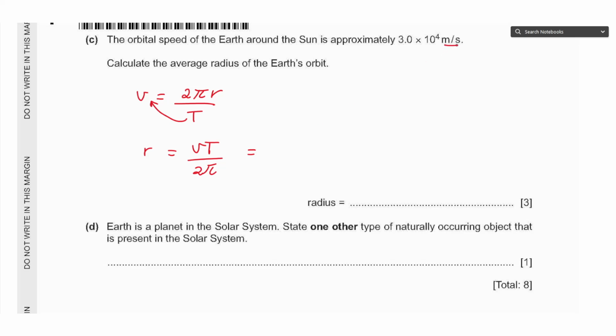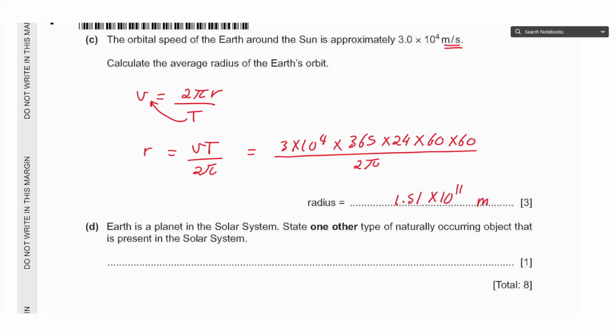And the speed here is in meters per second. We have 3 times 10 to the power of 4 multiplied by the time in seconds. So we have 365 days to complete an orbit around the Sun for Earth, multiplied by 24 hours, 60 minutes, and 60 seconds. Then we divide that by 2 pi. We get an approximate answer of 1.51 times 10 to the power of 11 meters.